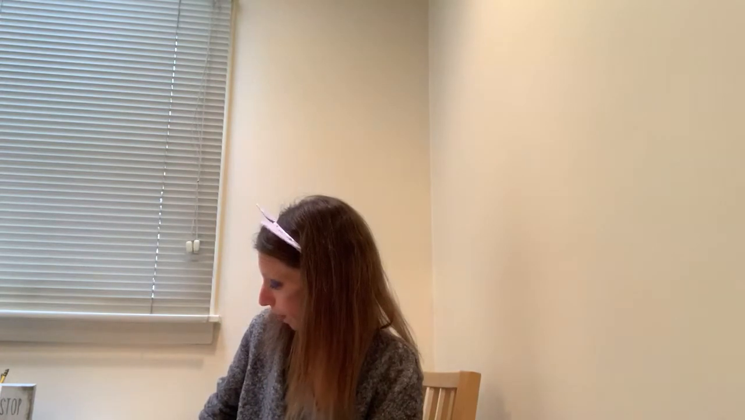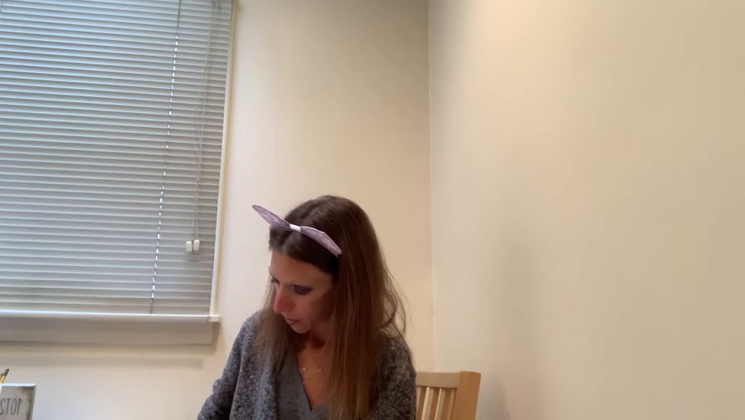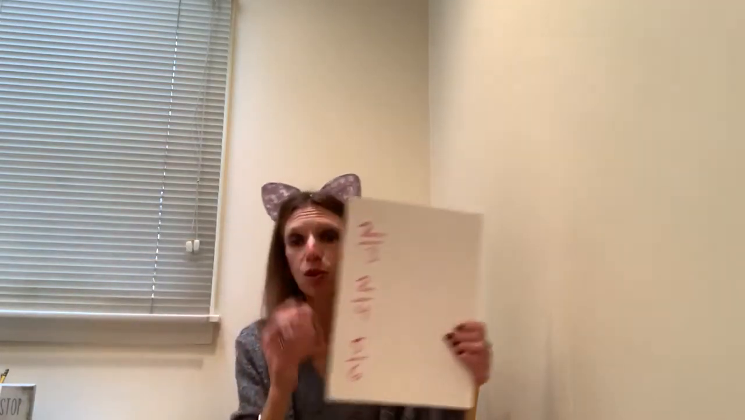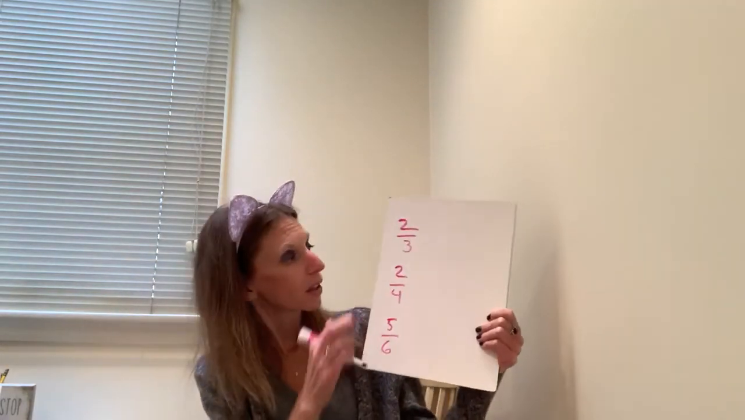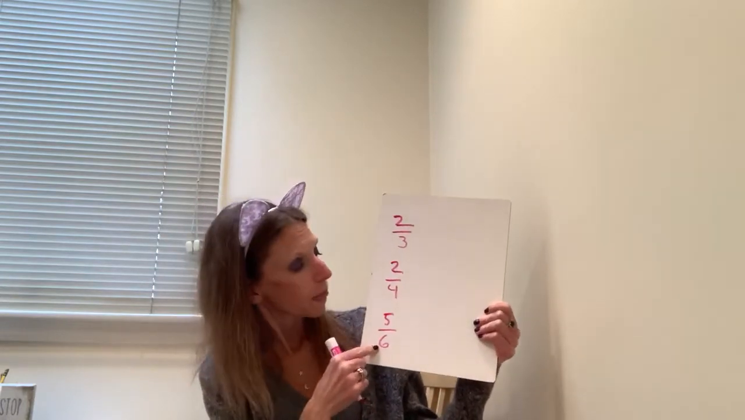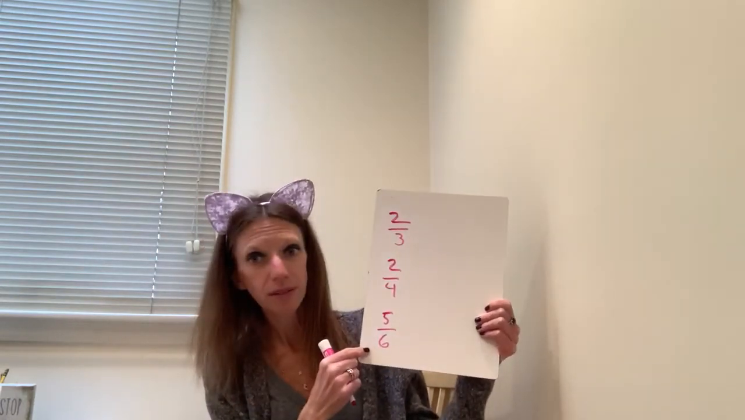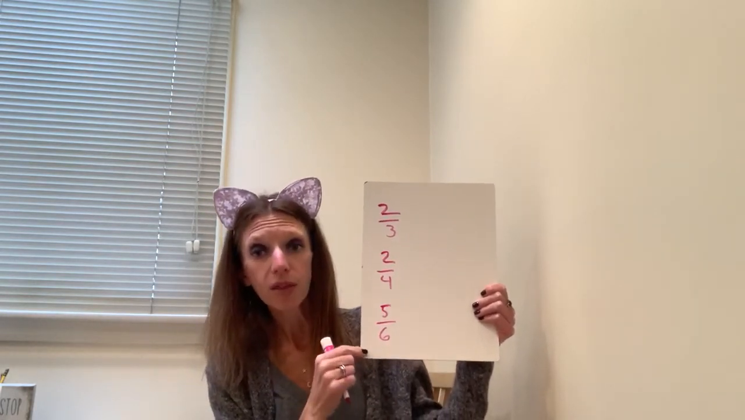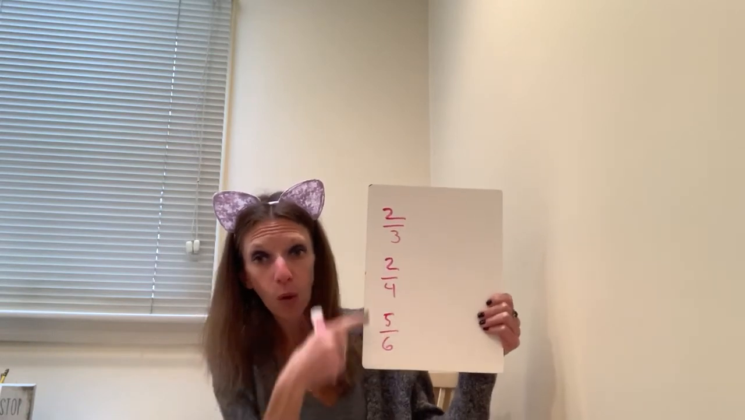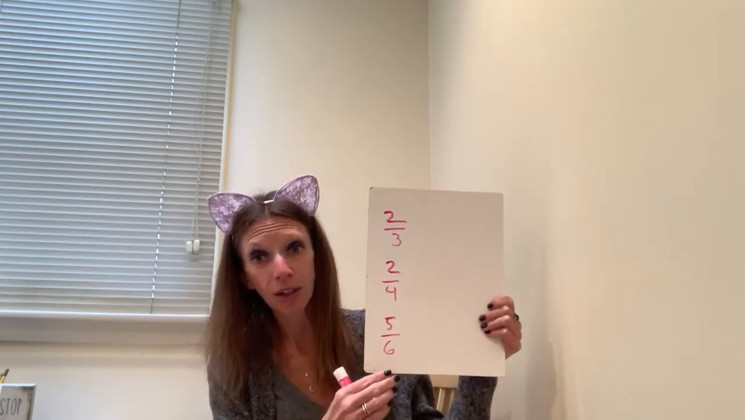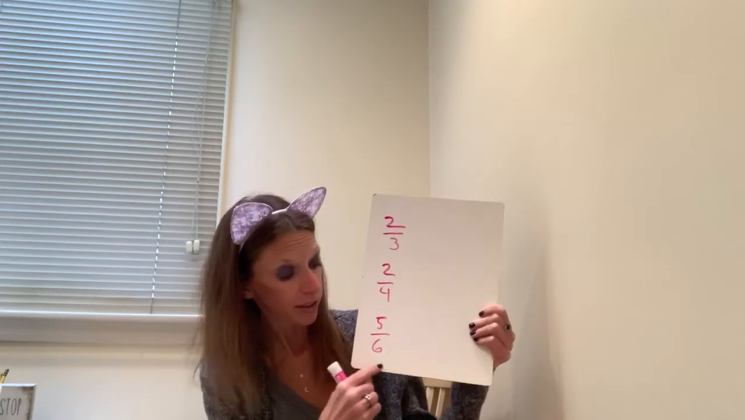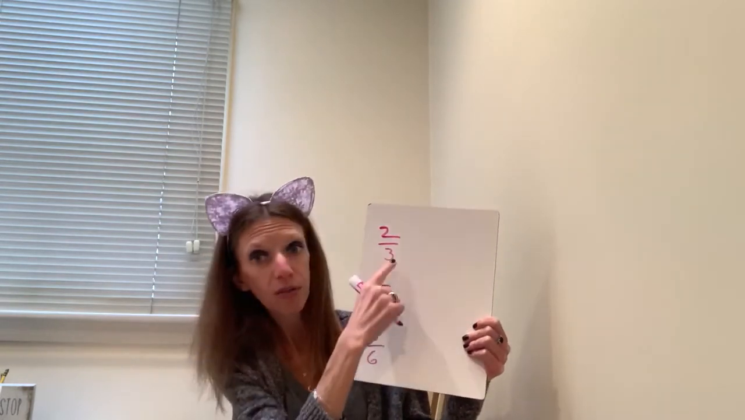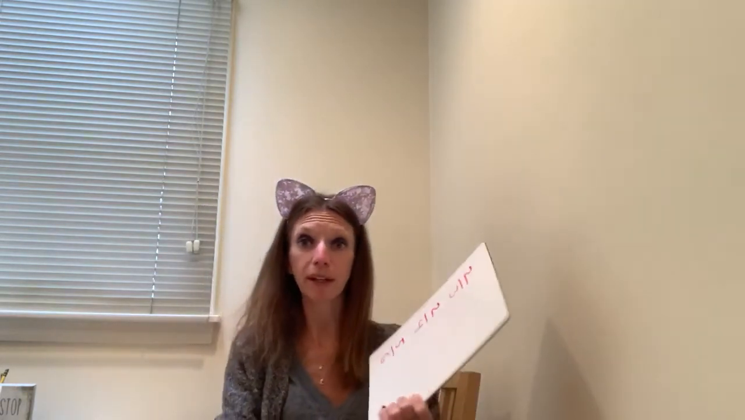So I have 2/3, 2/4, and 5/6. So let's see. Can we use one of the denominators that's given? 6 goes into 6. Does 4 go into 6? No. So use your chart and figure out what's the least common multiple that all 3 numbers go into. Well, I know that it's 12, because 6 goes into 12, 4 goes into 12, and 3 goes into 12. So that's going to be my common denominator.